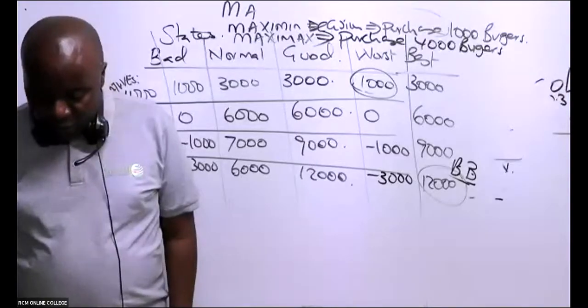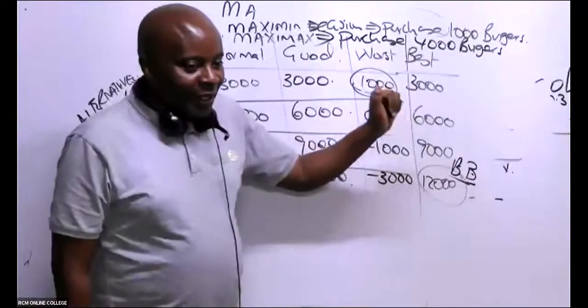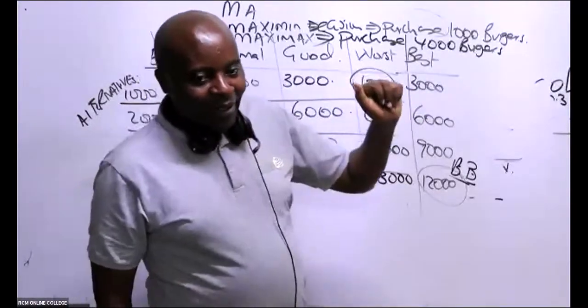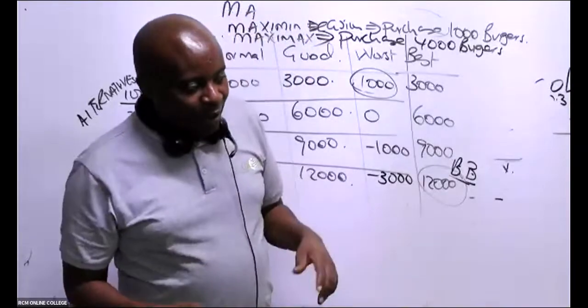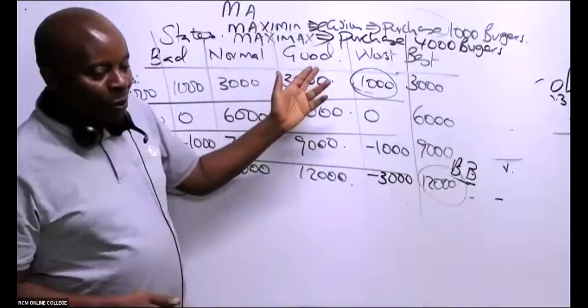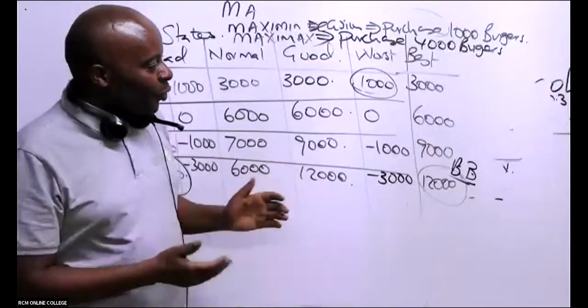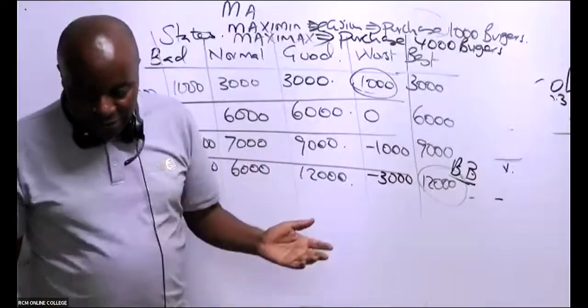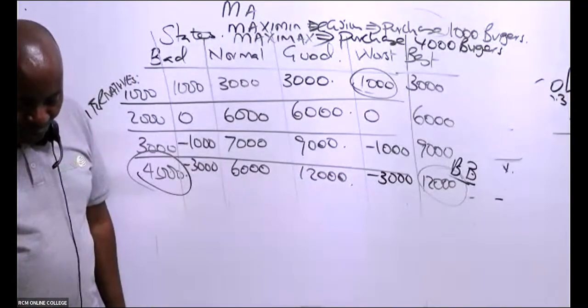Why are maxi-max and maximin not giving us the same answers? They will never give us the same answers because of the different risk attitudes. You see, maxi-max is for what type of people? Risk takers, isn't it? And maximin is for what? Risk averse people. They can never give us the same values. They can never give us the same decisions.